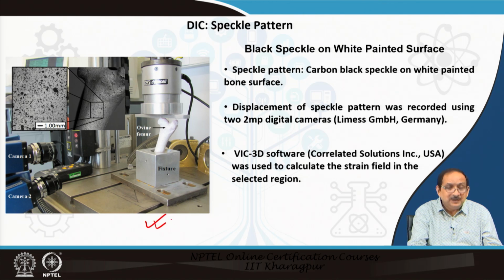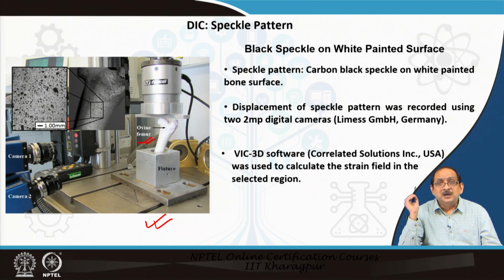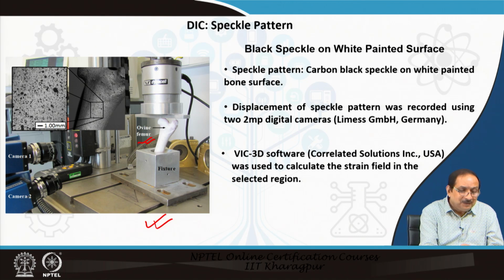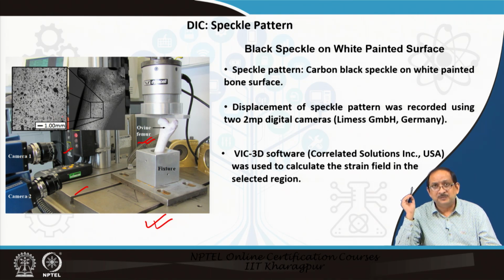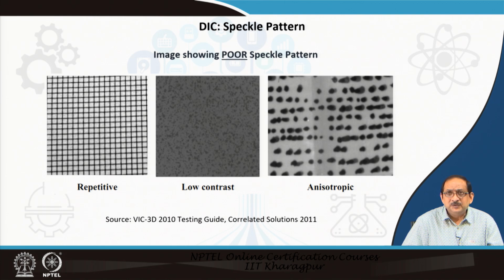On the left, a typical setup of the DIC is shown with an ovine femur sample being tested using the 2 cameras, and of course, the speckle pattern is shown in the exploded view. The quality of the generated speckle pattern has important influence on the results of the DIC technique.